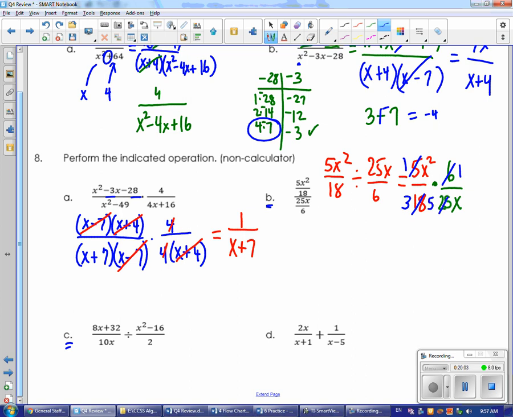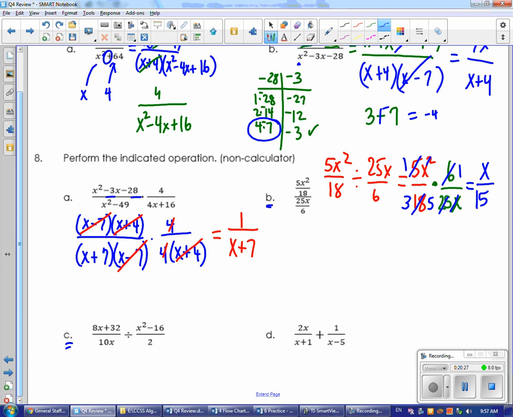I also notice that I've got factors of x on top and the bottom. Since I only have one factor of x on the bottom, that will cancel, but I'm still going to be left with one factor of x on top. So if I multiply across what's left, I still have an x in my numerator, and in the denominator, I want to figure out what 3 times 5 is. That's going to leave me with 15.